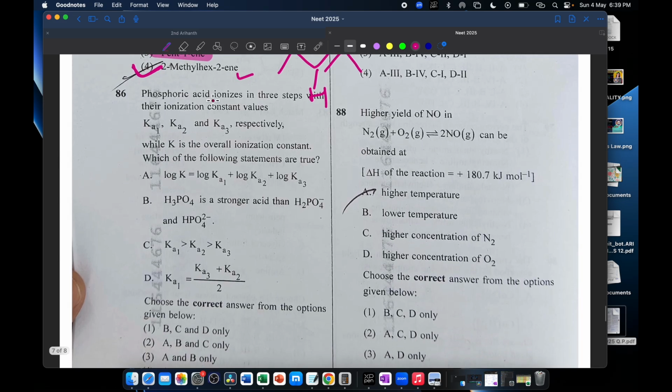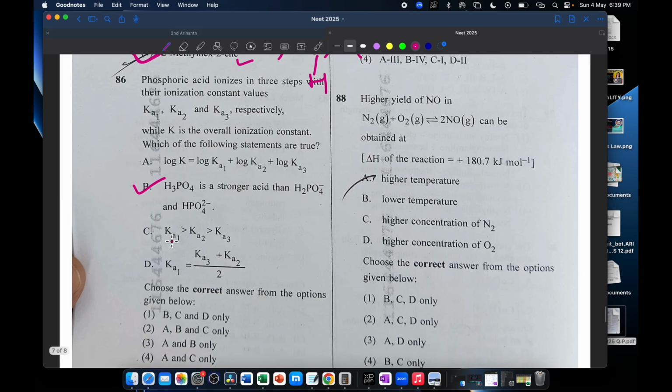Phosphoric acid ionizes in 4 steps, while K is written like this. So what is the correct option? Okay, so when the equilibriums are added, their equilibrium constants are multiplied, right? H3PO4 is a stronger acid than H2PO4, B is a correct statement.